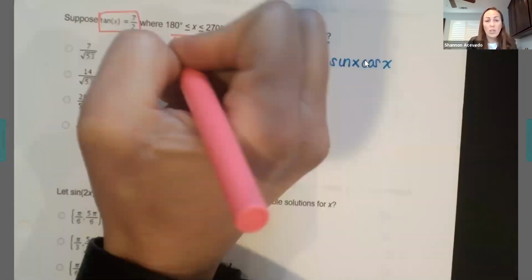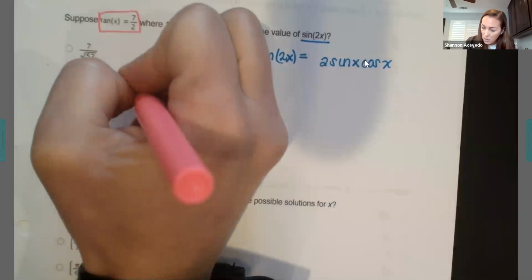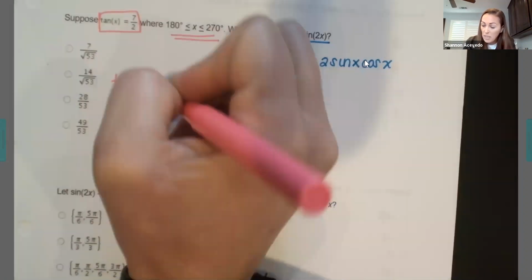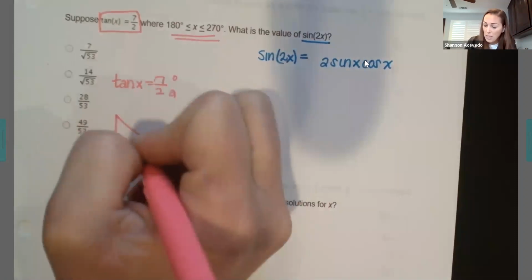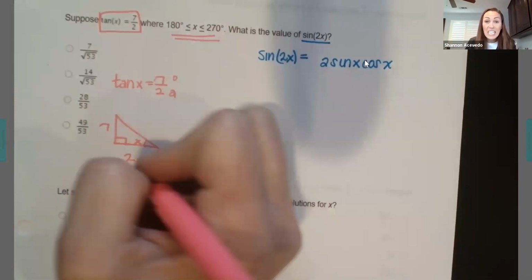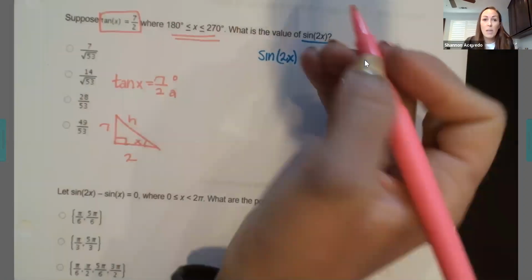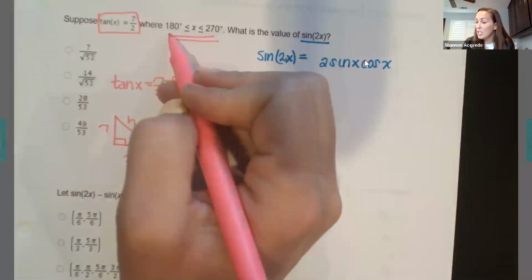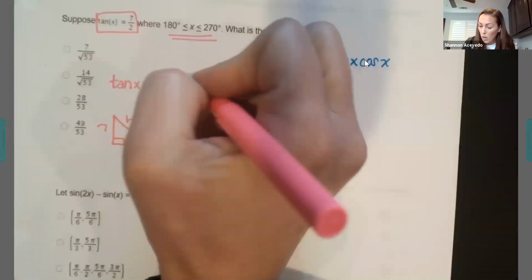When I see that, and I see that I'm given a quadrant or this value here, I know that I have to do the triangles. So if tangent of x is equal to 7/2, this is my opposite side, this is my adjacent side for my right triangle. My opposite side was 7, my adjacent side was 2. So I needed to solve for this hypotenuse. What is my hypotenuse going to be? The other thing they gave me is that I'm between 180 and 270 degrees. So 180 and 270. That means I'm in quadrant 3.